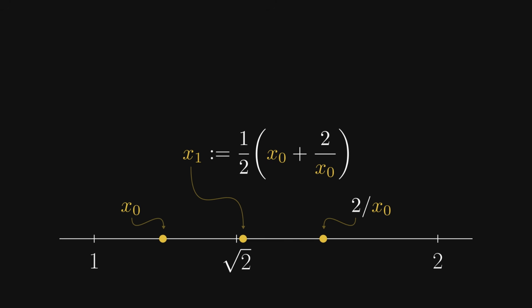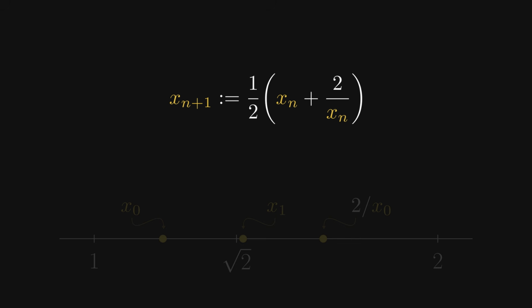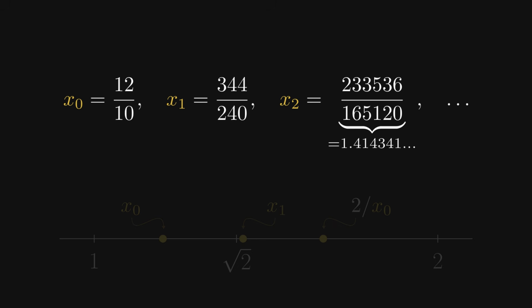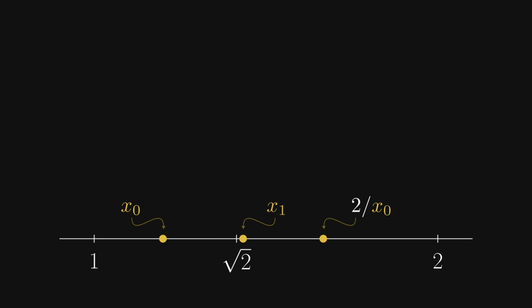And this goes on. Mathematically speaking, we define a recursive sequence by taking the average of xn and 2 over xn, where xn is the nth approximation. With our starting point x0 equals 1.2, that is 12 over 10, we have x1 equals 344 over 240, and so on. Let's visualize it for the first couple of approximations.